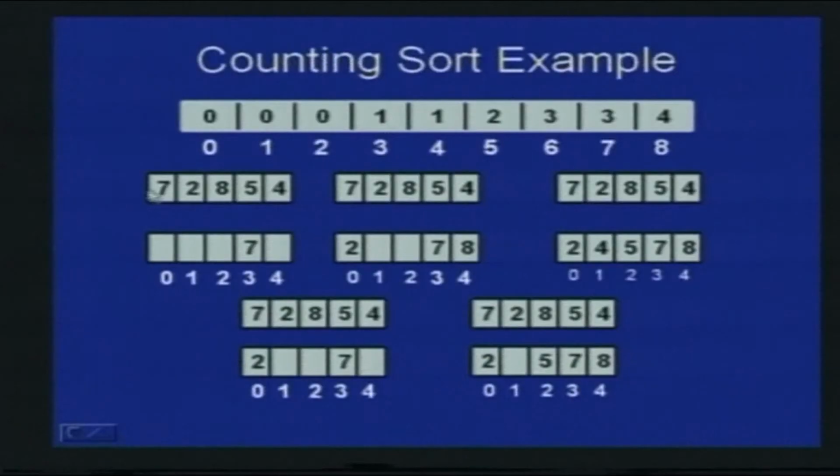Now, let us take an example and see exactly how this works. This is the original array, and you found that for 7 you have 3 elements which are less than 7. So, you put 7 in the third location, but you have to start with 0. So, 0, 1, 2, 3, 4. You put it in the third location. So, that is the first step.